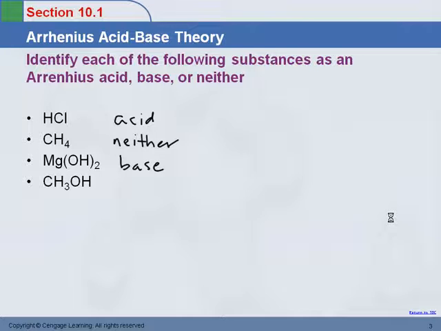On the last one, we have CH3OH. It looks like there's an OH present. However, the OH is not paired with a metal. In fact, there are no metals in that compound, which tells us that this is not an ionic compound. It's a covalent compound. Because that's the case, that OH that we're looking at there is not hydroxide. It's actually an alcohol group, which is something different. So because this is not an OH present with a metal in an ionic compound, this is not a base either. So this is neither as well.